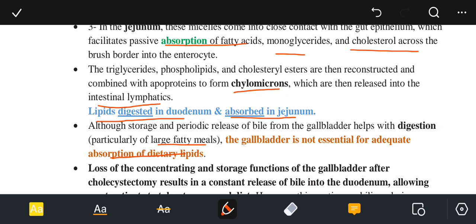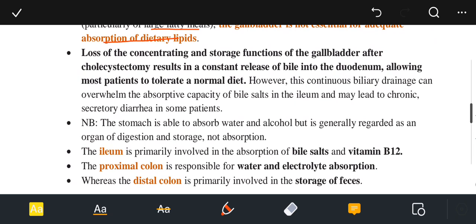The gallbladder helps in digestion, but it is not essential for adequate absorption of the dietary lipids. In people who have had a cholecystectomy, the removal of the gallbladder, those people function normally. So the gallbladder is not essential for adequate absorption of the dietary lipids. Loss of the concentrating and storage function of the gallbladder after cholecystectomy results in the constant release of bile into the duodenum, allowing most patients to tolerate a normal diet.